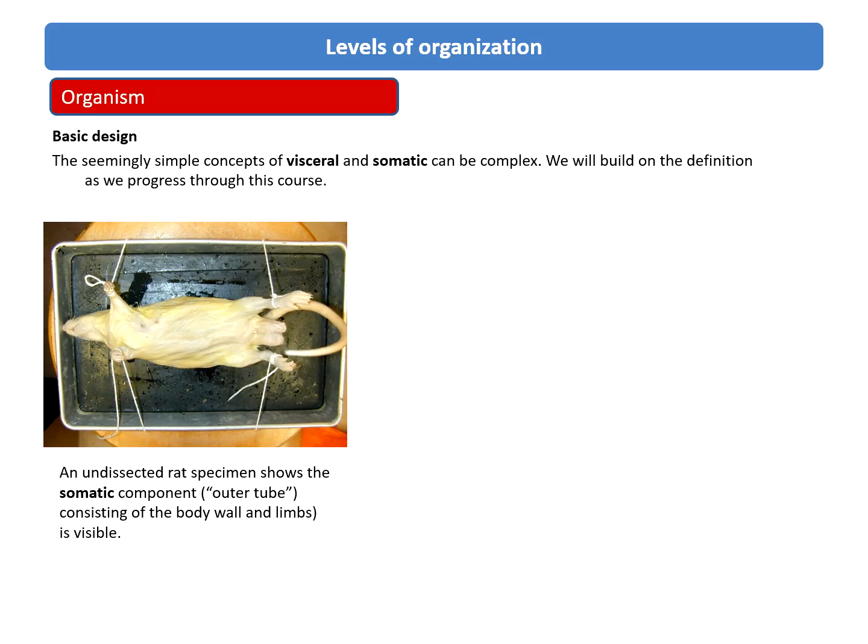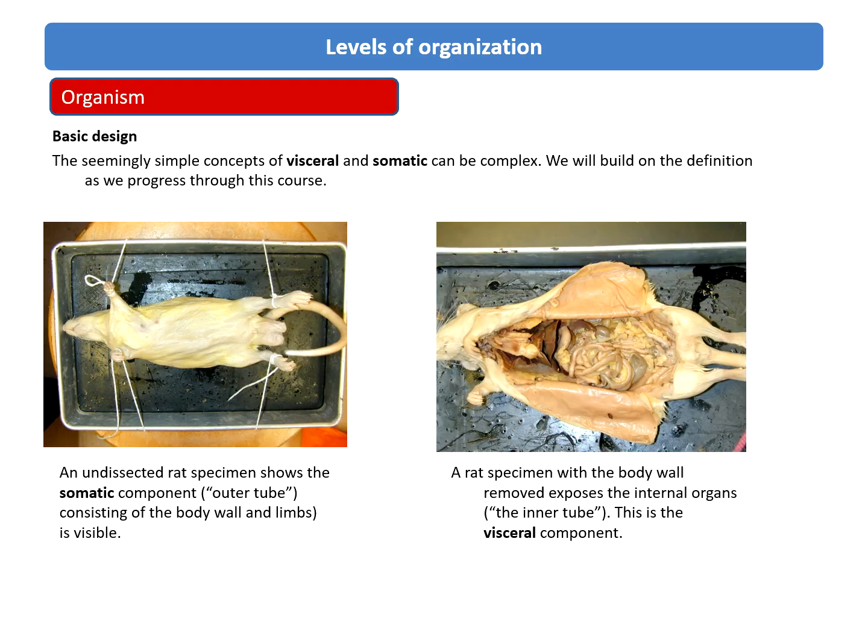This is a view of an undissected rat specimen. You see the somatic component, the outer tube, the body wall, the limbs, the head. If you open up the specimen and look inside, now you're looking at the internal organs, the intestines, the stomach, the liver. These comprise the inner tube, the visceral component of the specimen.